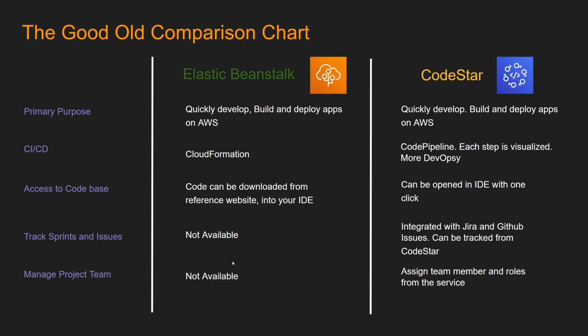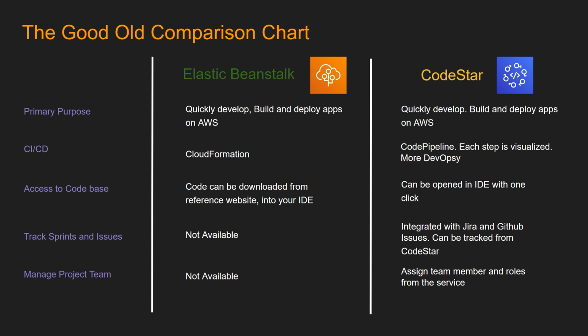And the managing project team. With Elastic Beanstalk, it's not available from the service. So basically, you have to use your traditional IAM logins to segregate the roles and groups. With CodeStar, you can assign team members and roles from the dashboard itself.